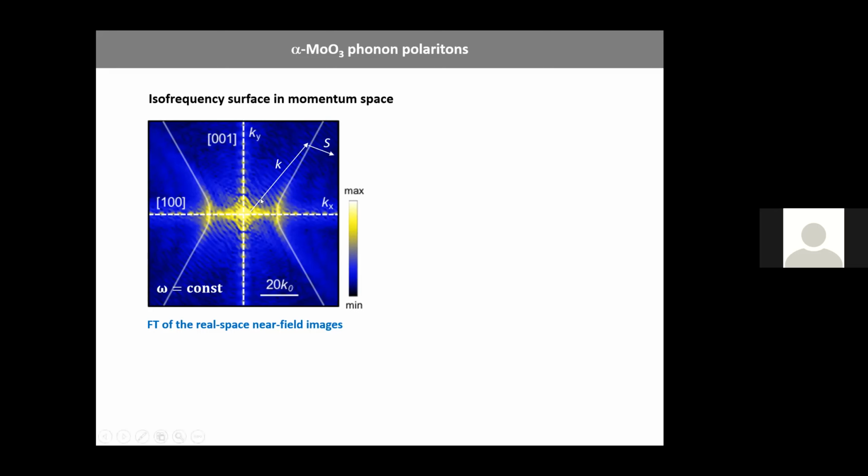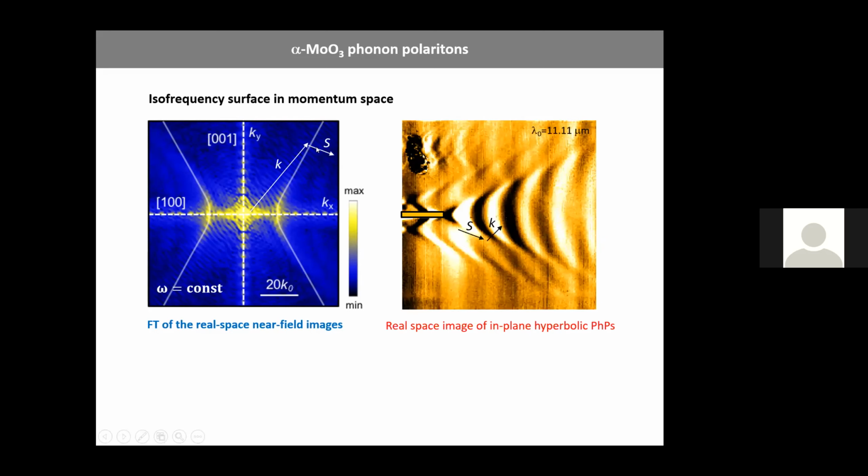But on the other hand, this non-collinearity also gives rise to very peculiar effects. Normally we are used to working with isotropic media where K and S are parallel, normal plane waves, where the K vector is perpendicular to the propagation direction. But in this case, it's not happening this way. If one goes to real space, this is what happens.